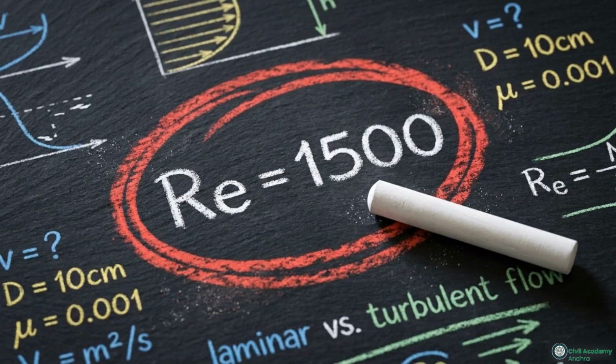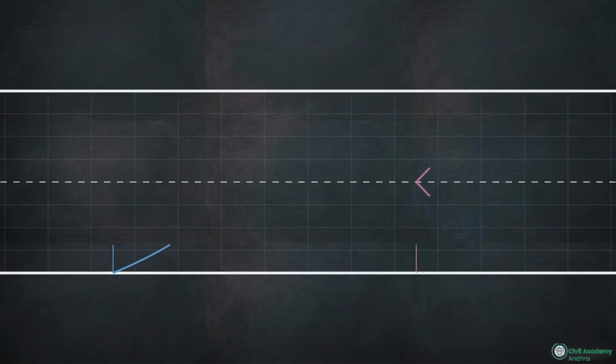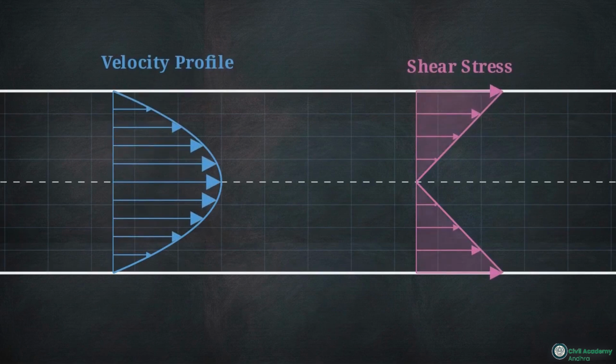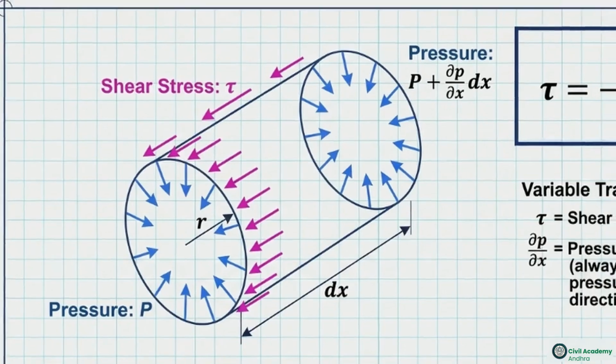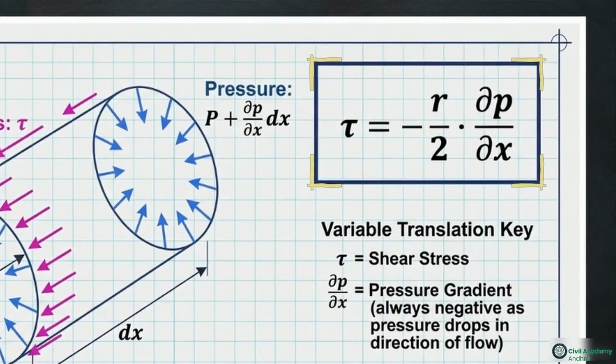Identifying a Reynolds number under 2000 in a problem prompt immediately signals you to rely entirely on strict, predictable laminar geometry. This isolates the forces inside the pipe. A constant pressure gradient on the end caps pushes against the internal shear stress resisting along the walls. Therefore, according to the force balance equation, shear stress must vary linearly with the radius.